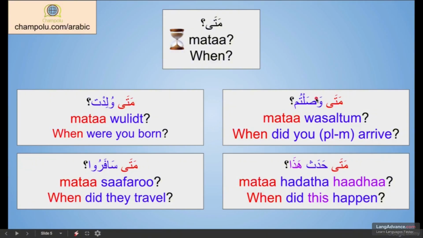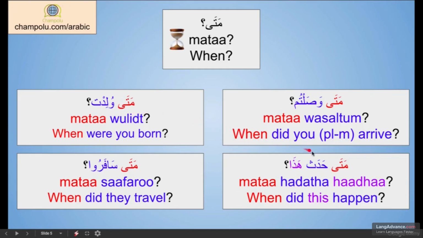Like we're talking to a group of people. If you're talking to a single male person, you can say متى وصلت. If you're talking to a female person, متى وصلتي. And then we have it in a question like this: متى ولدت? When were you born?